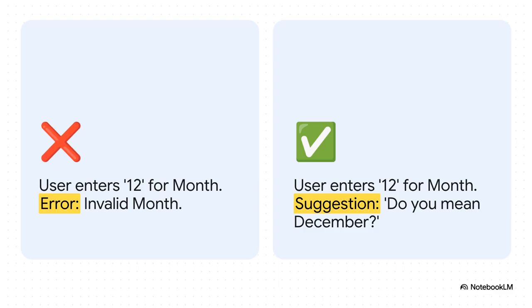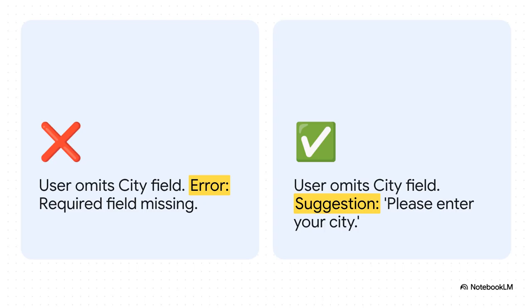So much better. And here's another classic. You miss a field. The old form yells, required field missing. But which one? The helpful form points you right to the empty box and says, please enter your city. It's clear, it's direct, and it keeps you moving forward, instead of bringing everything to a screeching halt.